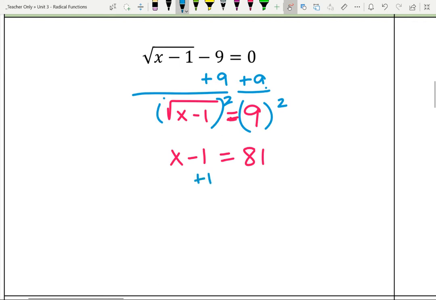Well, okay then, we can solve this. We add 1 to both sides. We get x is equal to 82.